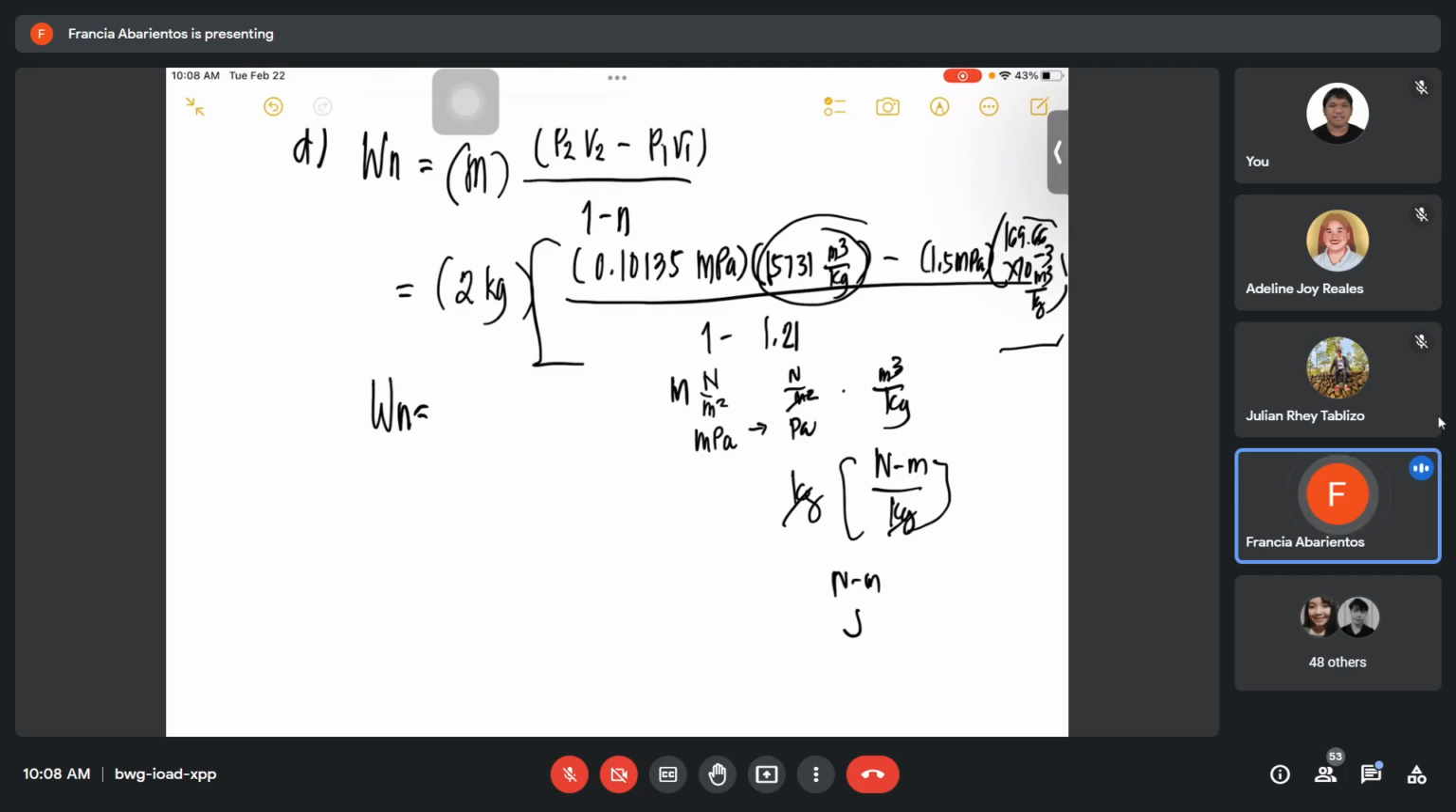If you don't want, you can use the kilopascal. What is now your answer? Ako, I have now the answer. Point 30. Sige nga, i-double check nyo. Okay. So that is now your work non-flow in a polytropic process.